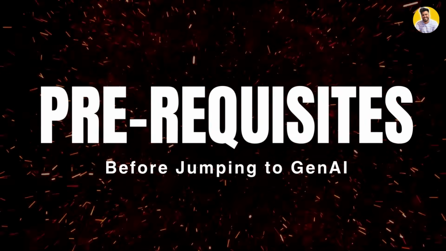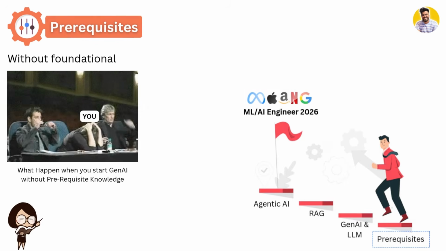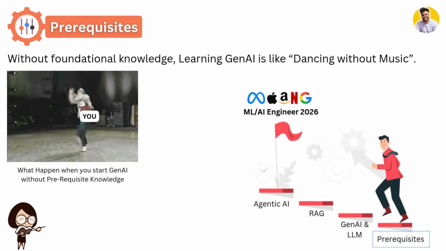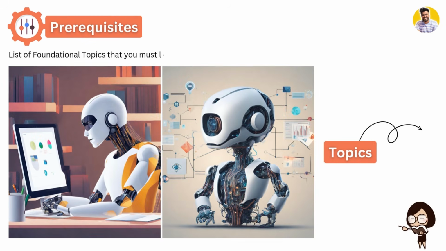Our first point is prerequisites before jumping to the Gen AI. Because without foundational knowledge, learning Gen AI is like dancing without music. So you have to go step by step. And here is the list of the foundational topics that you must learn before jumping into the generative AI, LLMs, or even agentic AI as well.